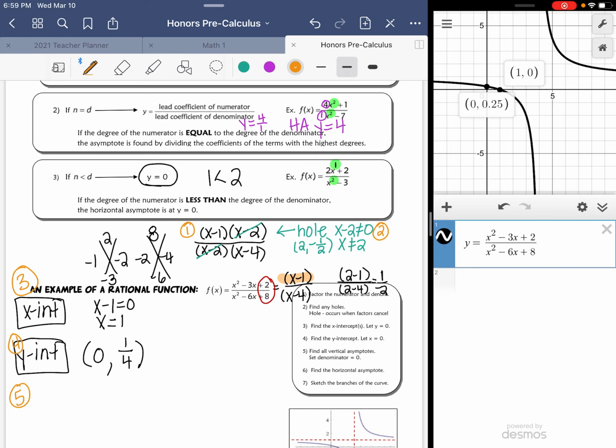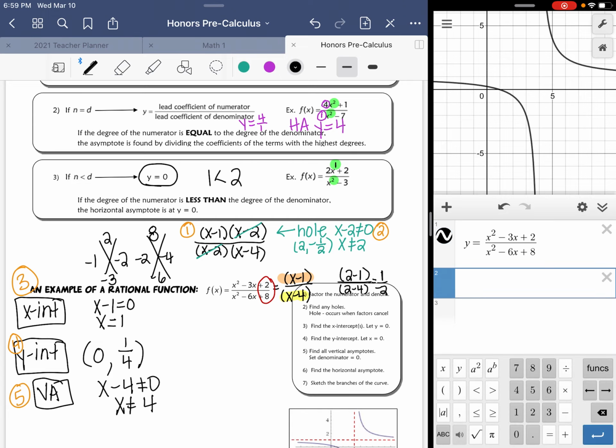All right, so then step 5. Step 5 is going to be finding the vertical asymptote. Well, the vertical asymptote is what is left over in my denominator. So my vertical asymptote is going to be x minus 4 can equal 0. So x can equal positive 4. So if I check that, x equals 4, I can see that I do have a vertical asymptote at 4. And then step 6 is to find my horizontal asymptote. So step 6.